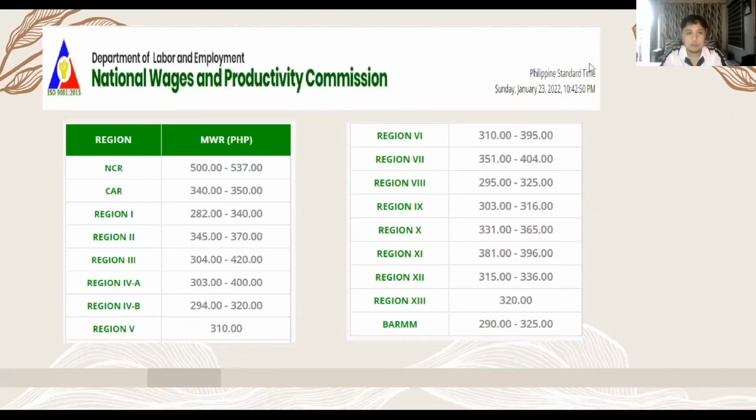According to the Department of Labor and Employment, National Wages and Productivity Commission, Philippine Standard Time, as of Sunday, January 23, 2002, 10:42 p.m. Our company is located in Zambales. Region 3 is where Zambales is located, and it has a minimum wage of 304 to 420 pesos.